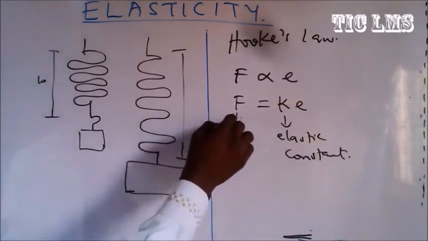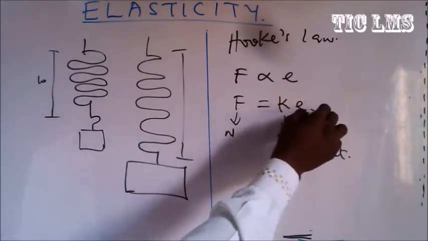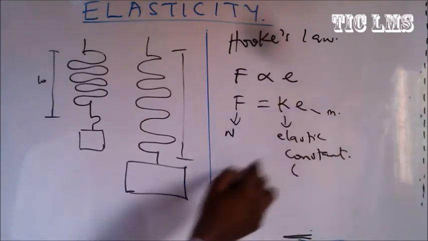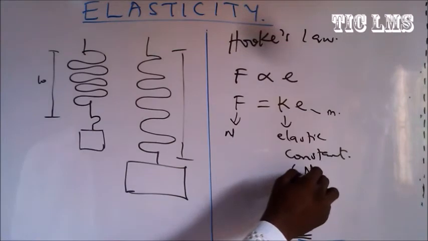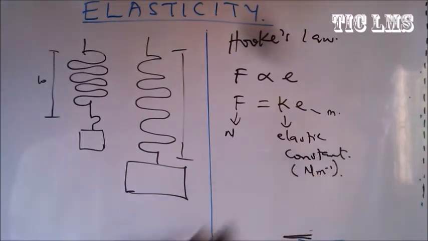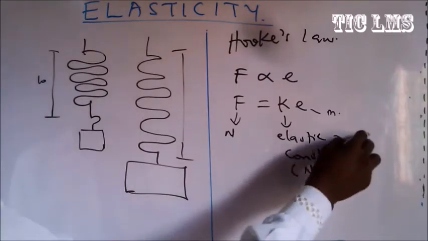The unit of force here is Newton. The unit of extension here is in meter. The unit of this elastic constant is Newton per meter. Another name for this force constant is stiffness.